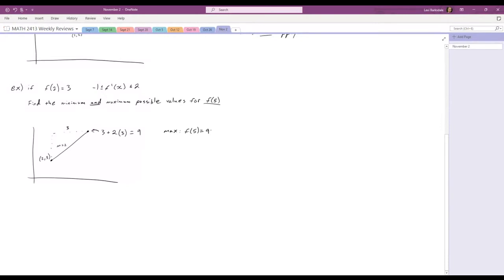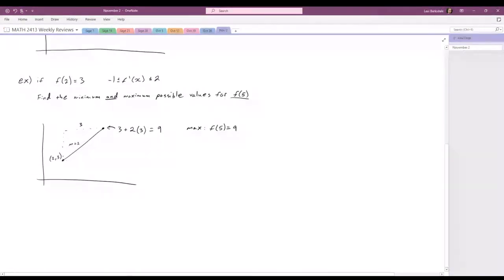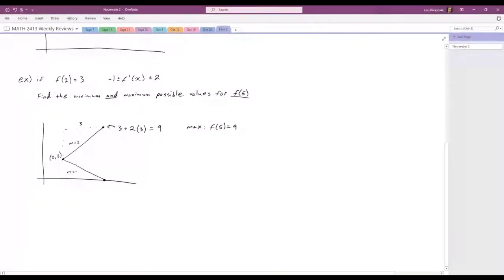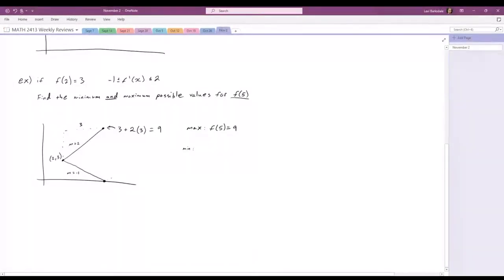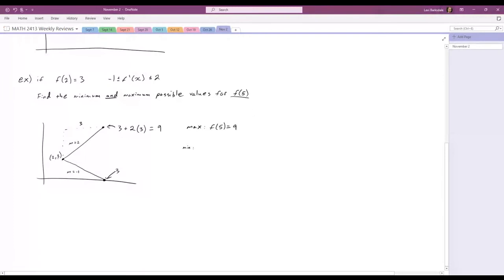Similarly, if we were interested in finding the minimum possible value, well, we would take the minimum slope all the time. So that would be a slope of -1. And again, we're going over 3. So for our minimum, we would do our starting value, 3, plus our slope, -1, times how far over we went, and that gives us 0.